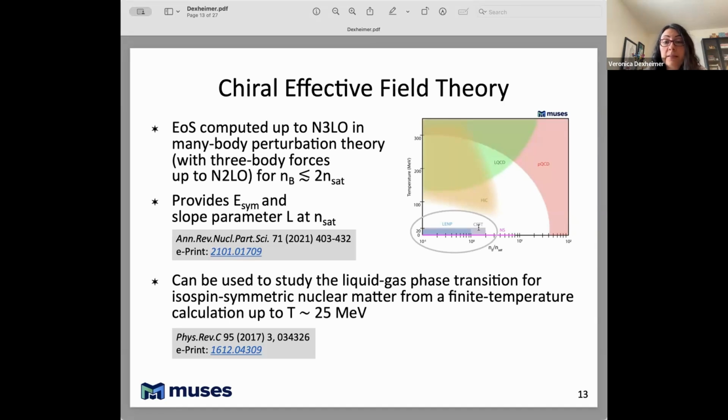But as far as I understand, the validity of this equation of state is going to continue only until 2 times saturation density. Although there are more orders being added, for example 3-body forces being included here, as far as I understand it's very hard to go beyond 2 times saturation density.